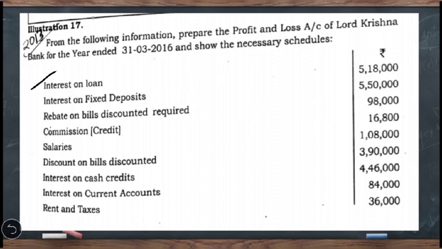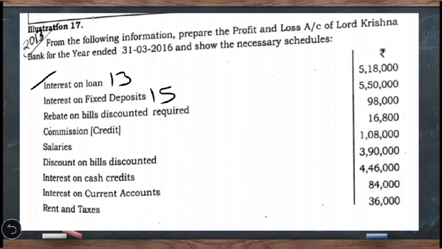So bank will be charging the interest. So it is a source of income. So it should be shown in note number 13. That is interest and discount earned. Okay. Then the next item, interest on fixed deposits. Here customers are keeping the fixed deposits with the bank. So bank has to give interest on those fixed deposits. So it is under note number 15, that is interest expended.